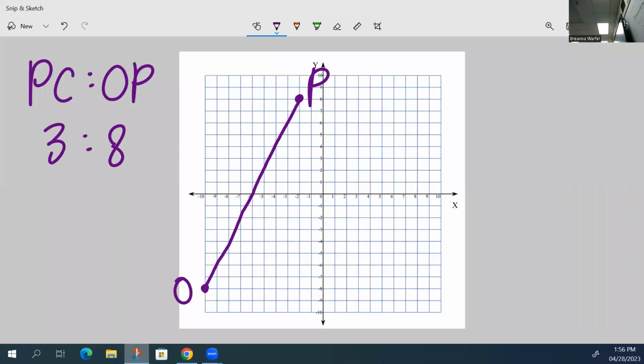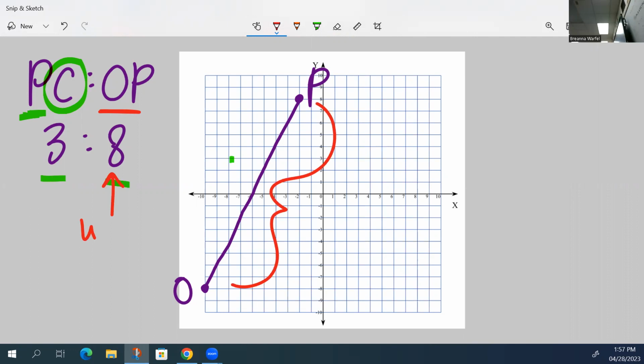So what this is saying is that you want to start with P and find a point C somewhere on this line that breaks this line up from 3 parts to 8 parts. Okay. And so we need to figure out what the parts mean. So look at OP. So OP is your whole entire line. That means that we need to break this whole line into 8 parts. So we need to take OP and break it into 8 parts.